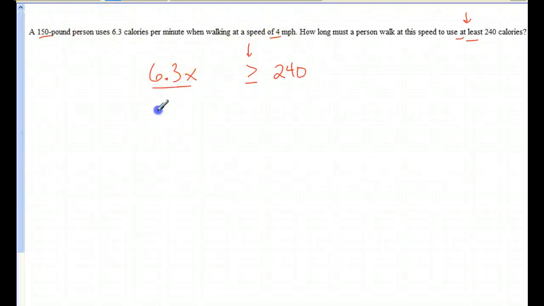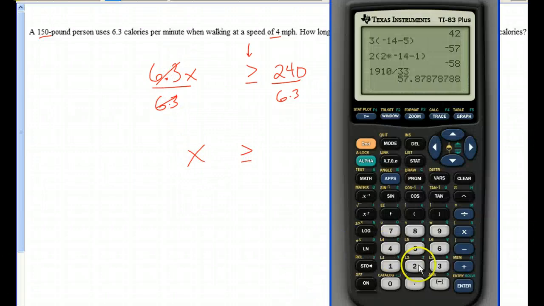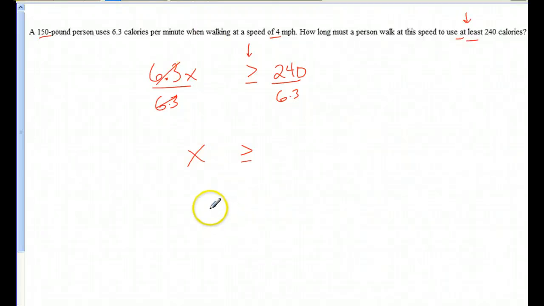Alright, and then how do I solve it? I isolate the variable, so I just divide away 6.3. So x is greater than or equal to 240 divided by 6.3, which is 38.095 minutes. How do I know it's minutes? Because it's calories per minute.